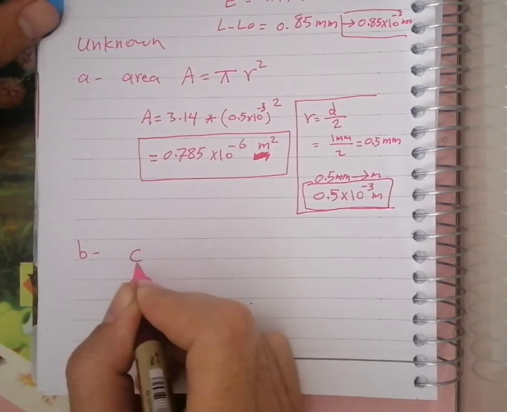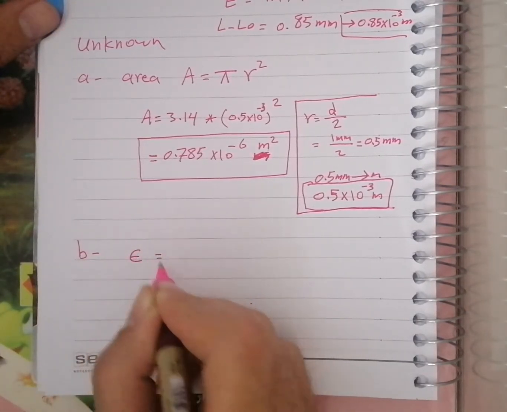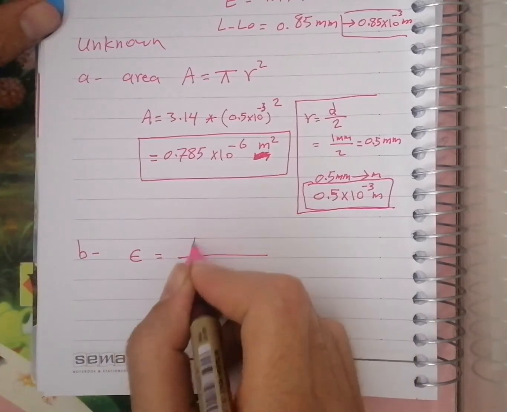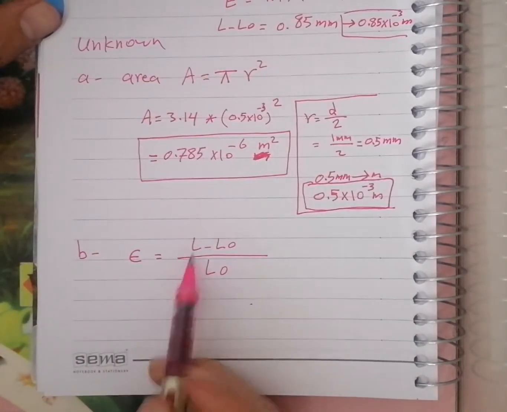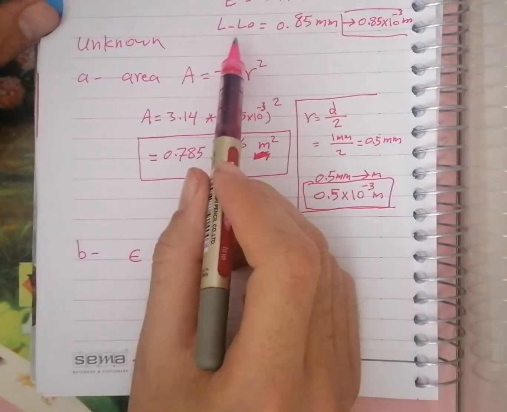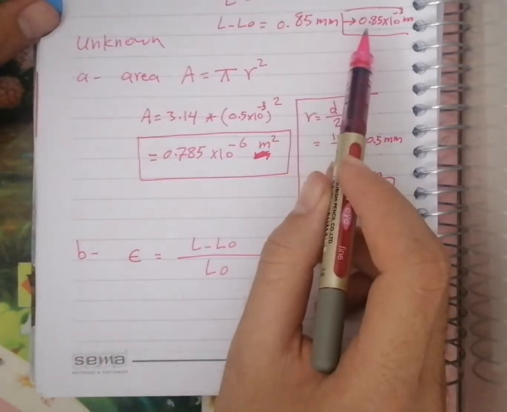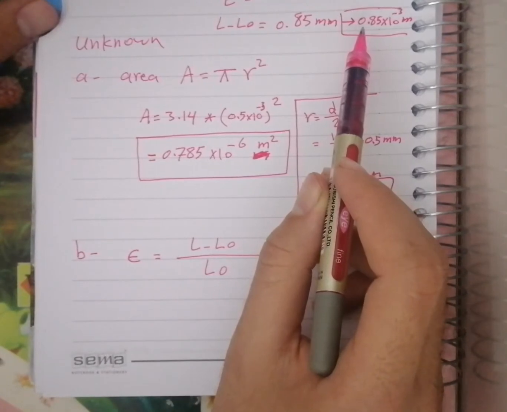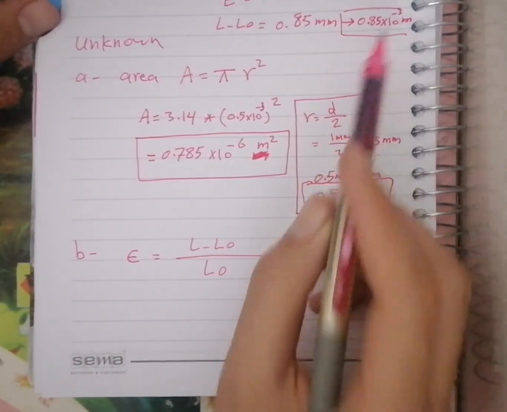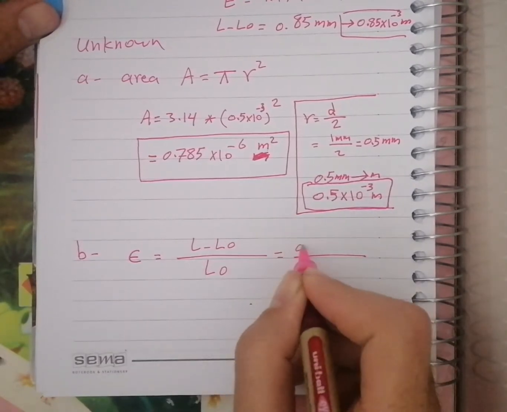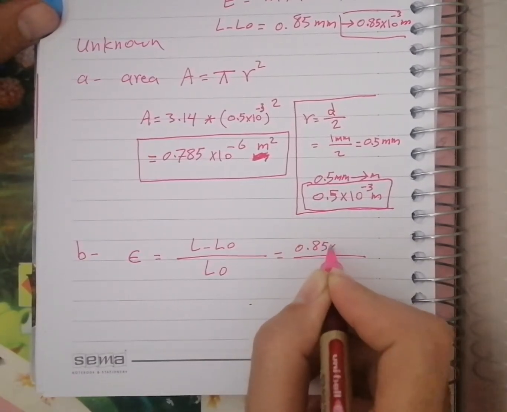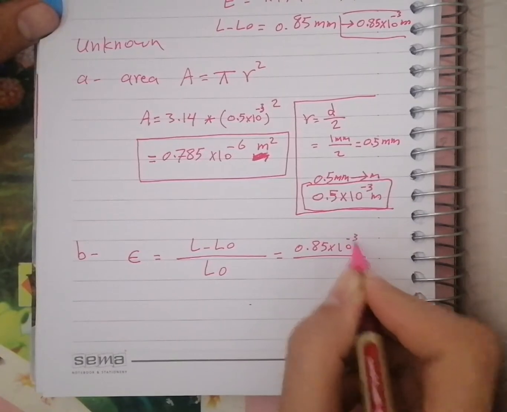Now you know the equation for the strain, which is epsilon equal to elongation, L minus L naught, divided by initial length. What is our elongation? It's given in the B part. We just talked about it. It is 0.85 times 10 to the power negative 3 meter. So let me write this down here. The elongation is 0.85 times 10 to the power negative 3 meter.